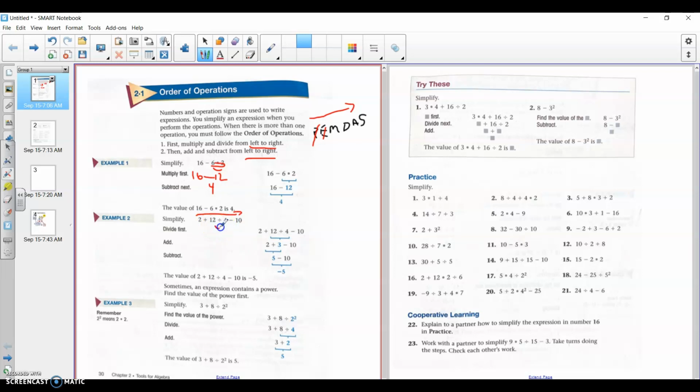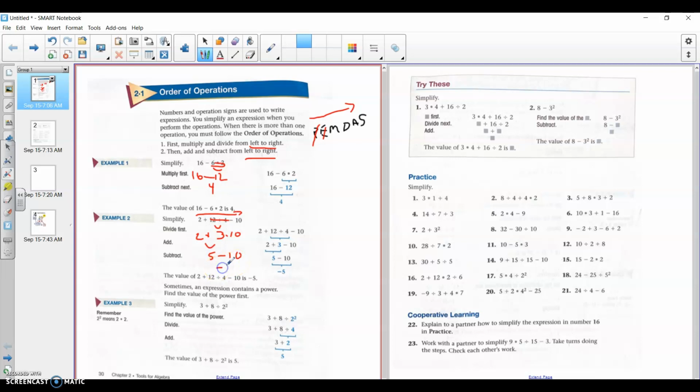I do 12 divided by 4 gives me 3. I'll bring down my minus 10 because I haven't used it. And then I'll bring down my plus 2 because I have not used that as well. So that is all gone. Now, addition or subtraction. And again, if subtraction was first, you do subtraction. But in this case, it's addition. So I'm going to do 2 plus 3. That's going to give me 5. And then 5 minus 10 would give me a negative 5.